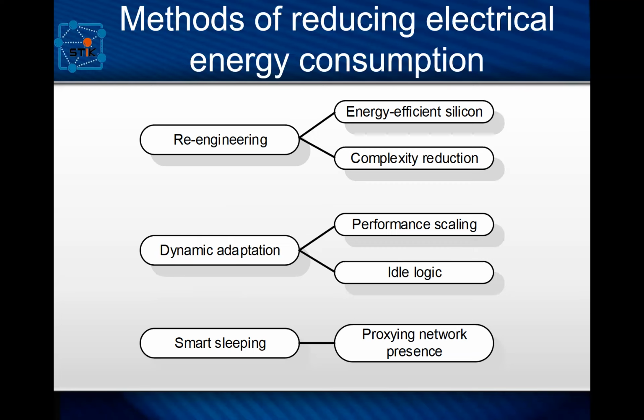The second group, dynamic adaptation, adapts to load conditions prevailing in the network. The third method is device or element sleeping. Of course, this group is also divided into many subgroups, not presented on the slide. One of the frequently used solutions in this group is called dark silicon, which involves turning off entire devices or parts of them in order to avoid static power loss.